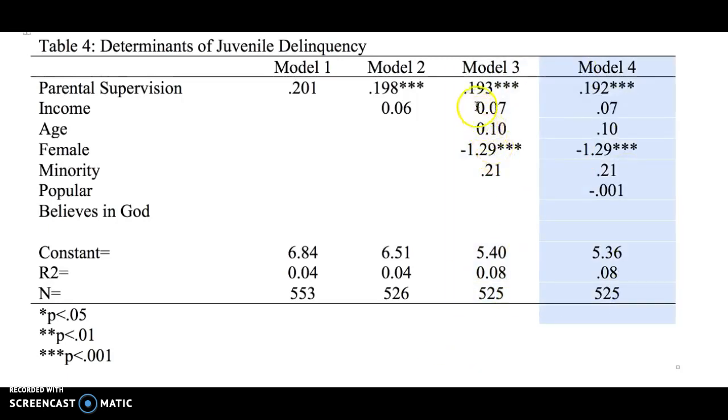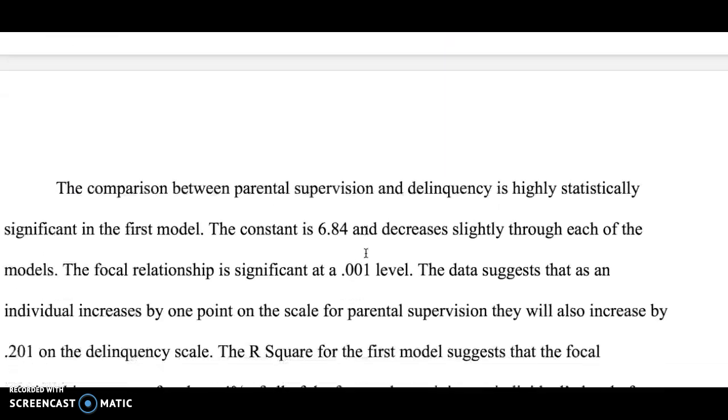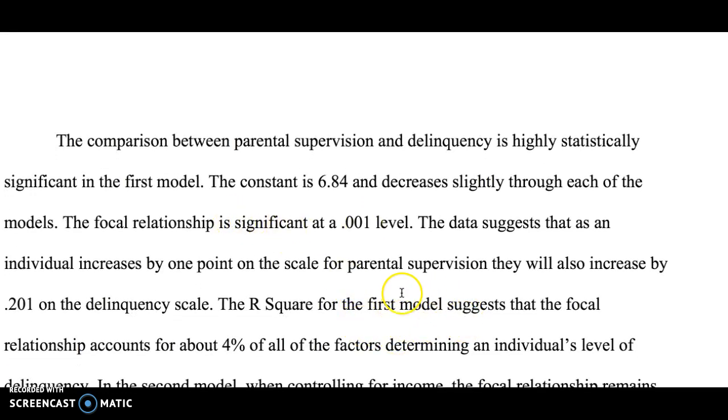And again, if a variable isn't significant, there's not much you can really say about it. All you can say is, you know what, income and age wasn't really significant. Moving on. But this is where you start writing all these little sentences about the pieces and what they mean.